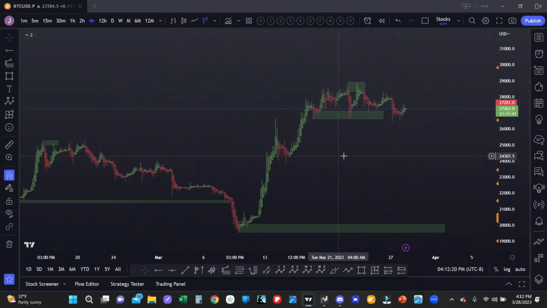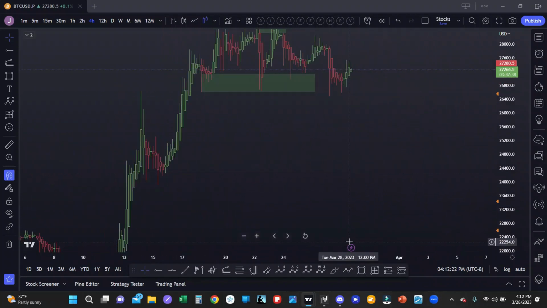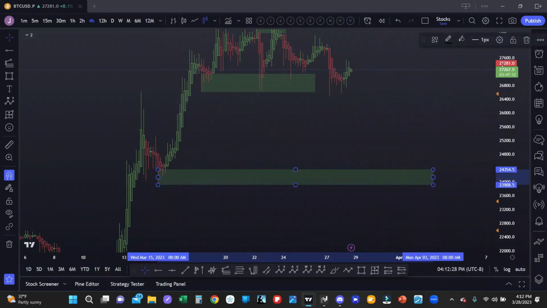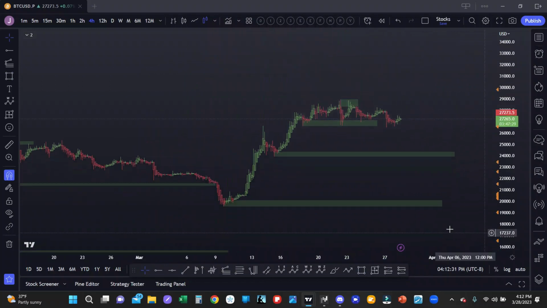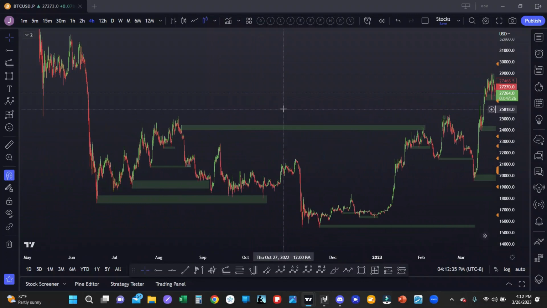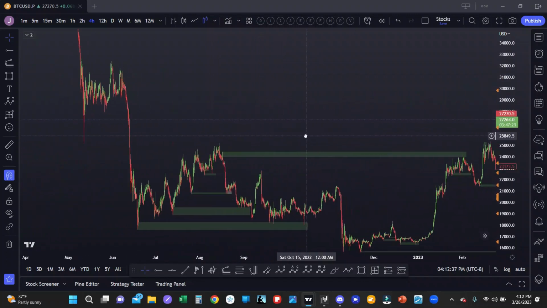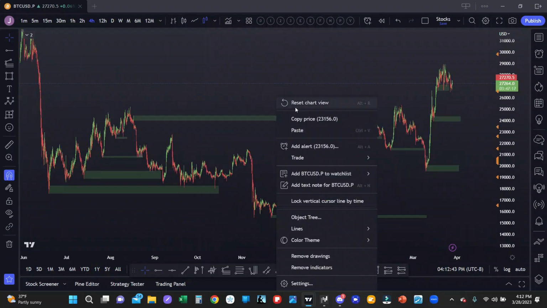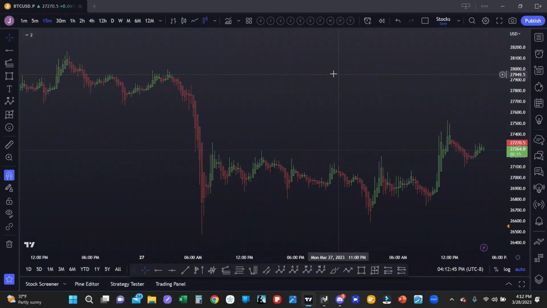Okay, so here's another one here that I would mark out. Take the wick right here, slide it across, be patient, and wait for price to come to your level. All right, so that's how I marked them out. Okay, so let's get into how I would enter into the trade.